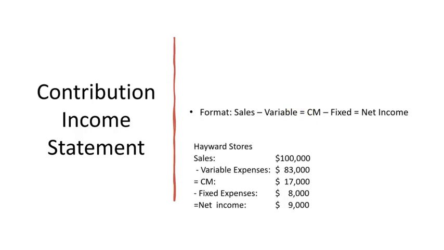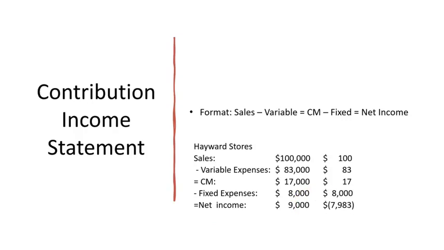Let's look at Hayward Stores. Variable expenses of $83,000 out of the $100,000 of sales gives us this new term, contribution margin, of $17,000. Minus the fixed expenses of $8,000 gives us the net income of $9,000.